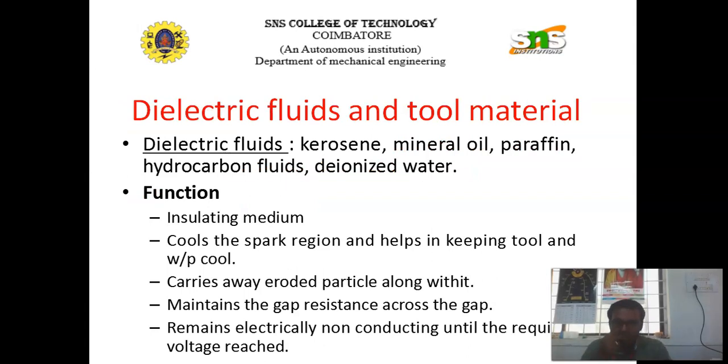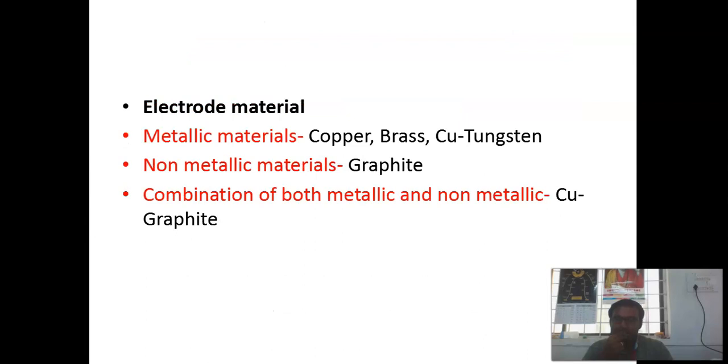Next, we will discuss the dielectric fluids and the tool material. Some of the dielectric fluids are kerosene, mineral oil, paraffin, hydrocarbon fluids, deionized water, etc. The major function is that it acts as an insulating medium. It cools the spark region and helps in keeping the tool and workpiece cool. It also carries the eroded particles along with it, and it maintains the gap resistance across the gap, remaining electrically non-conducting until the required voltage is reached.